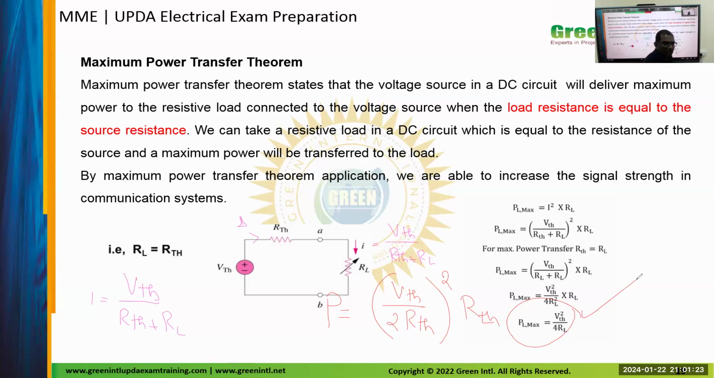If the circuit obeys the maximum power transfer theorem, the maximum power PL is equal to V square TH divided by 4 RTH.